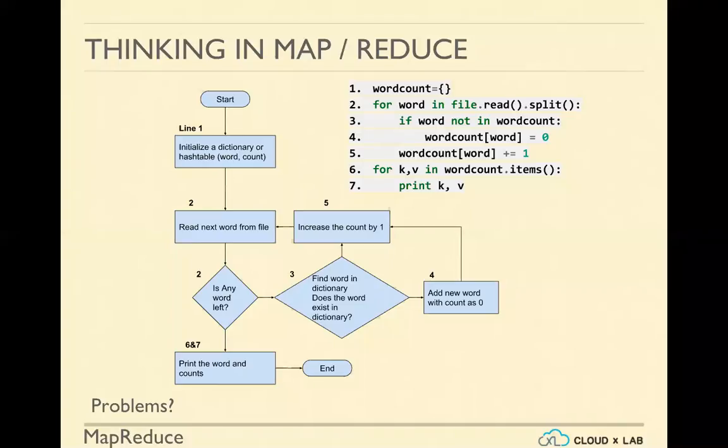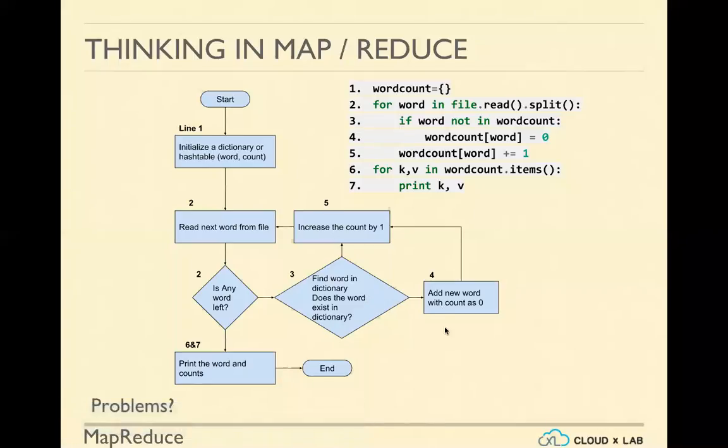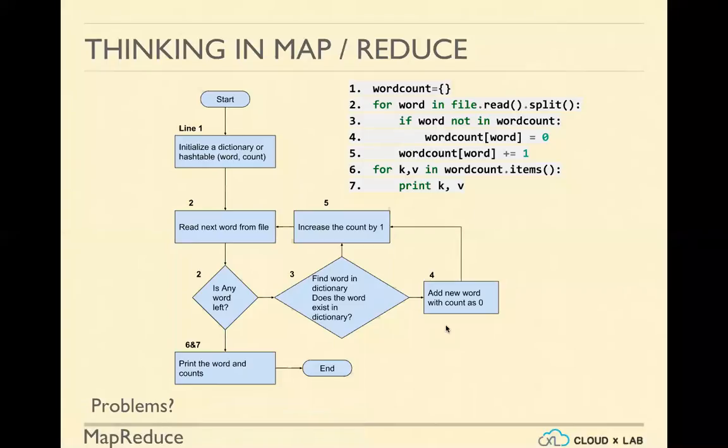But actually most of us will not do it this way. Most of us will either use a database or use the file system. Let me just go back here. The question here is that this is the algorithm. Start, initialize a dictionary or hash table. This is the dictionary in which we'll keep the counts. Then we read the next word from the file. Is any word left? If no, then exit. Otherwise, find the word in the dictionary. Does the word exist in the dictionary? If yes, then we do this, otherwise this. So the question is, do you see any problems with this approach?